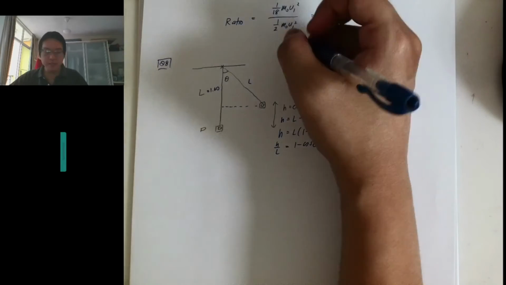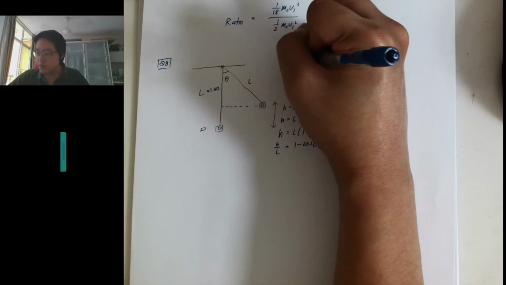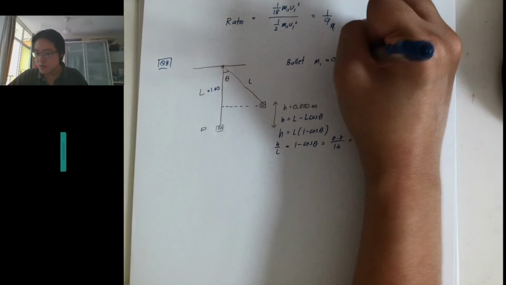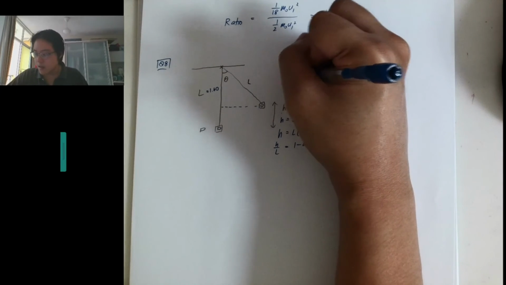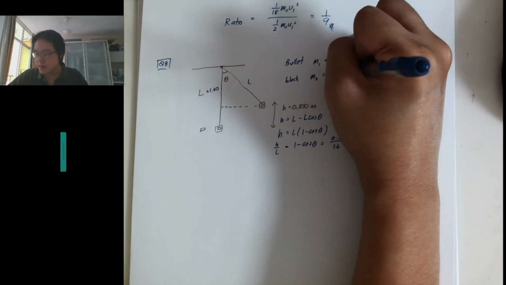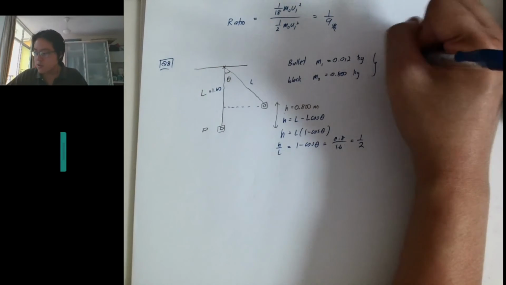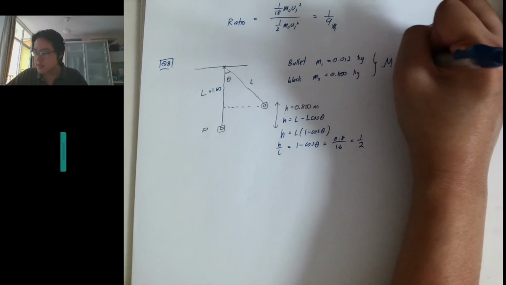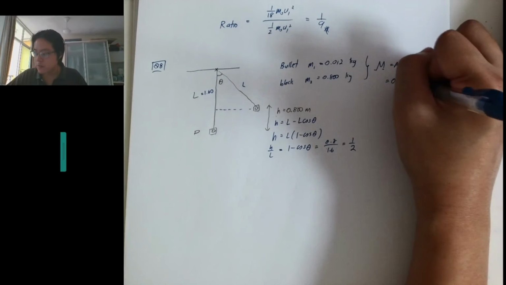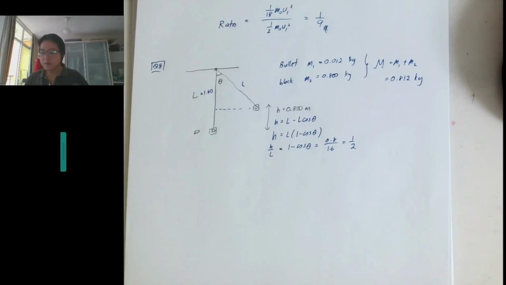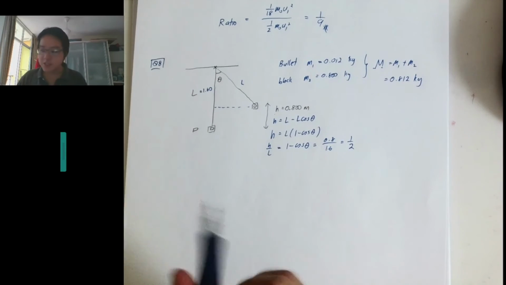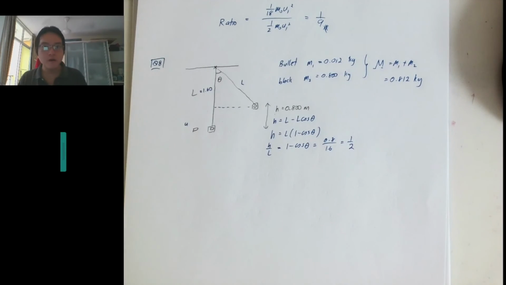The information given to us is also the mass of the bullet, which is 0.012 kg. The mass of the block, I call it M2, is 0.8 kg. So the total mass, M1 plus M2, is equal to 0.812 kg. Based on this information, how do we get the initial speed of the bullet before collision?